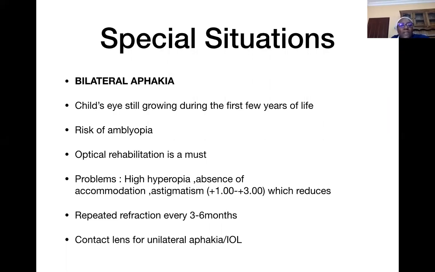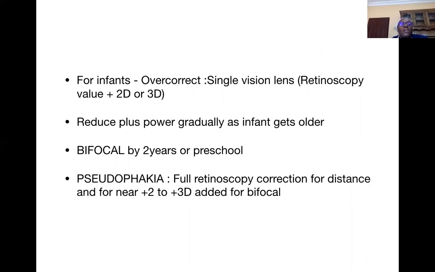For unilateral aphakia, you can use IOL, but if the child is not at the age that you insert IOL, it becomes problematic. So for those that have aphakia, if they're infants, less than 1 year, you try to overcorrect. You give them single vision, you do their retinoscopy, get the power that they need, maybe +11, +10, and then you add what you think would be the near correction, which could be +2 or +3, and you make it a single vision for the child to use at that time, because really they don't need to use bifocals before then. They might not even be able to use bifocals.